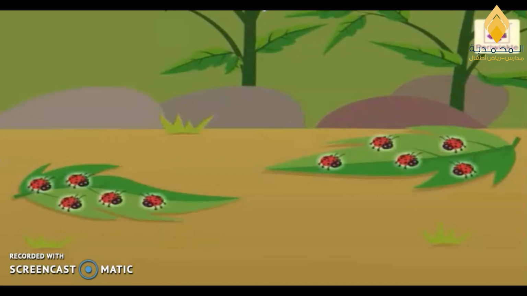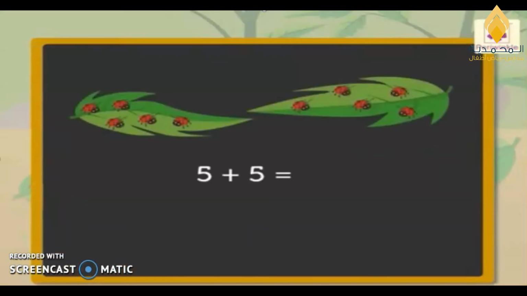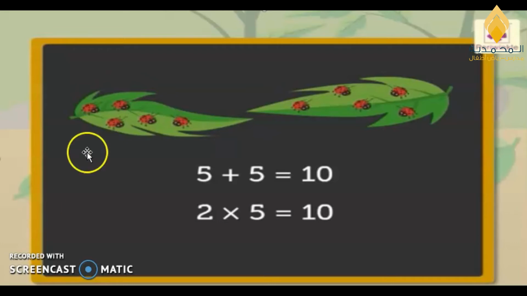we should add the total number of ladybugs, right? So how to know how many ladybugs in all? We should add 5 plus 5 equal 10, which is, can you say it? Yes, the multiplication sentence. Excellent. 2 times 5 is 10. We have 2 groups, 1, 2, and we have 5 ladybugs in each group. So 2 times 5 equal 10, or 2 multiplied by 5 equal 10. So the total number of ladybugs is 10.